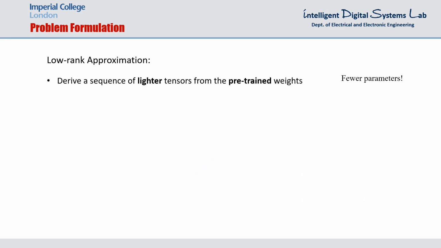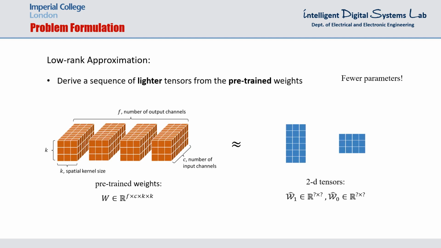Low-rank estimation is one of the popular methods of CNN compression. The task is to derive a sequence of lighter tensors from the pre-trained weights in order to reduce the number of parameters. Let's focus on the convolution layers.